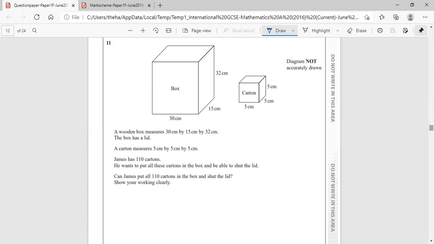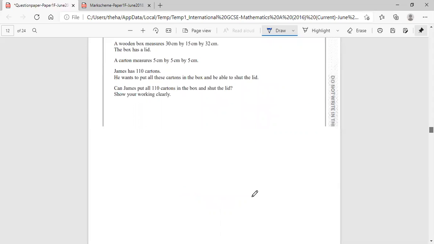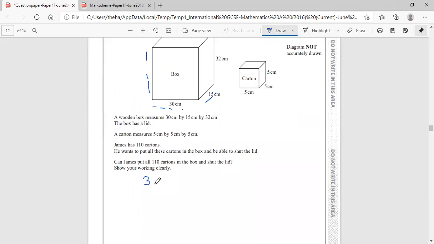So what we have to do is, first of all, work out how many we can fit lengthwise along here, and then how many we can fit along here. So on the length, we go 30 divided by 5, because the other box is 5, so that means we could have 6 along here that are all next to each other. Then we do that for all the others. So 15 divided by 5 gives us 3, and then 32.